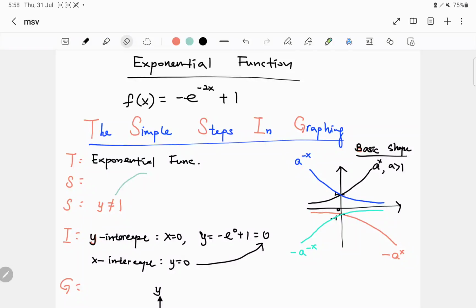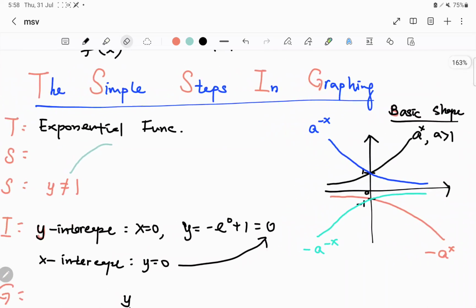This video is about how to sketch exponential functions. Before I start, let's look at the basic shape. Over here, you see the first line is the black curve, a to the power x. Here a represents any number, but a is greater than 1, and the power is x.